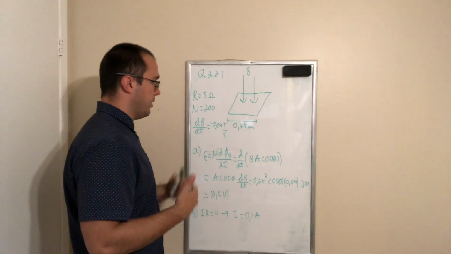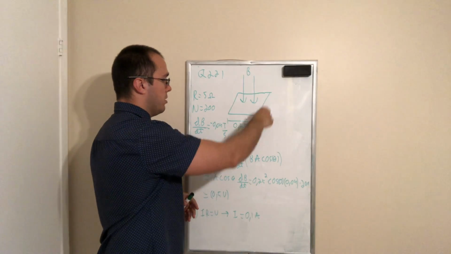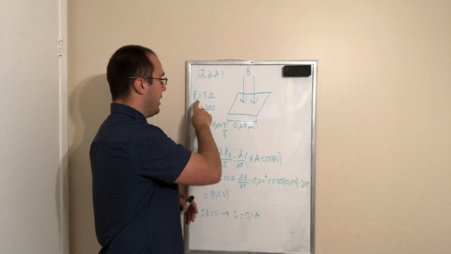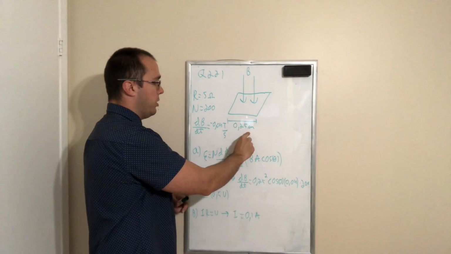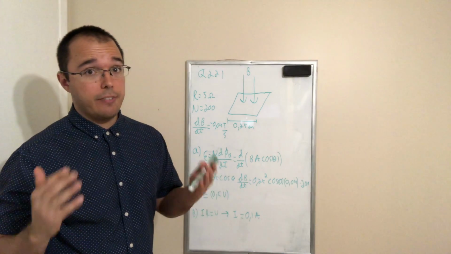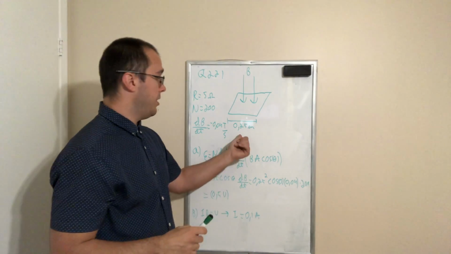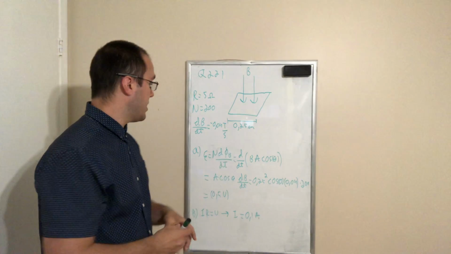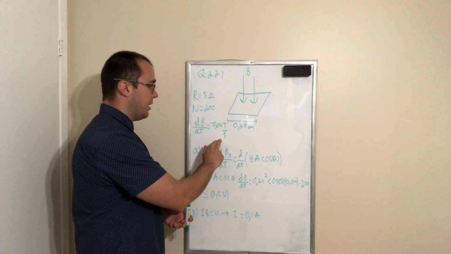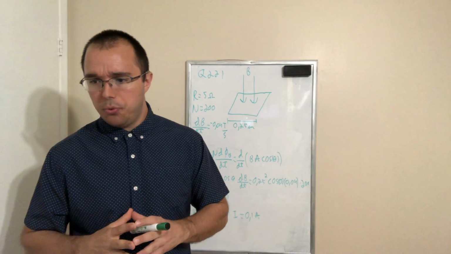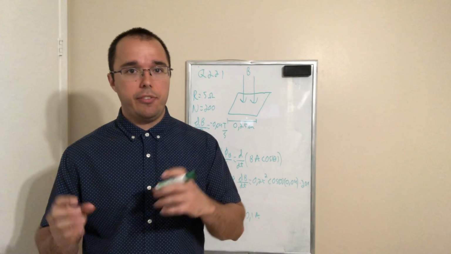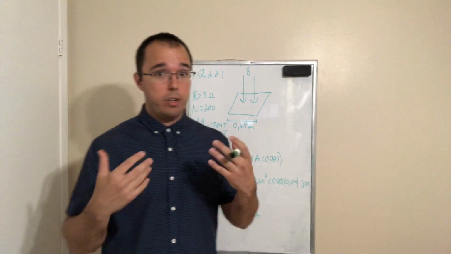Okay, so let's have a look at the diagram here. We have a square coil with 200 turns. It has a resistance of 5 ohm. Each side has a length of 0.25 meter, so we can easily find the magnitude of the area. It's 0.25 squared in this case, and we're told the change of the magnetic field. All right, so for part A, we are asked to find the magnitude of the EMF, the electromotive force.